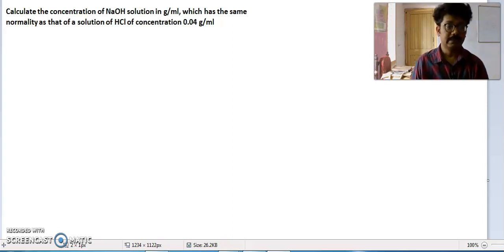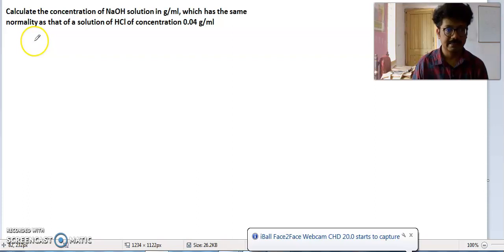Hello everyone. Today I have come with concentration terms numericals, and these are a little bit tricky, a little bit beyond the textbook level. So let's understand what this question is all about. Read the question: calculate the concentration of NaOH in gram per ml, which has the same normality as that of the solution of HCl of concentration 0.04 gram per ml.